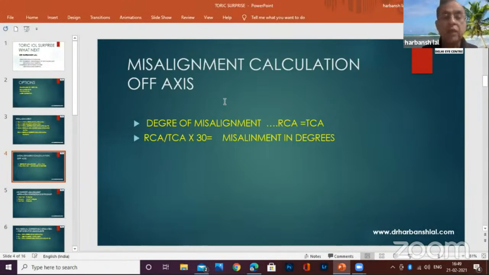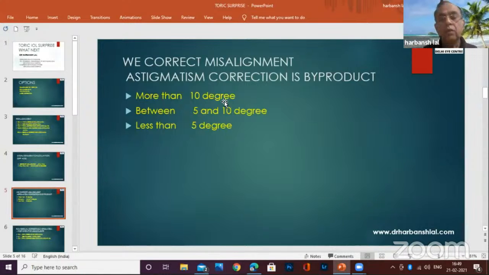With that in mind, we need to know how much the misalignment is. If the misalignment is more than 10 degrees, then we can go in and try to correct it. Between 5 to 10 degrees is questionable, and below 5 degrees, we would not like to correct it because we are not 100% sure whether the realignment is going to help.